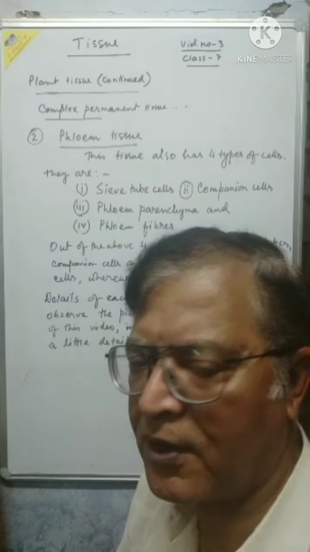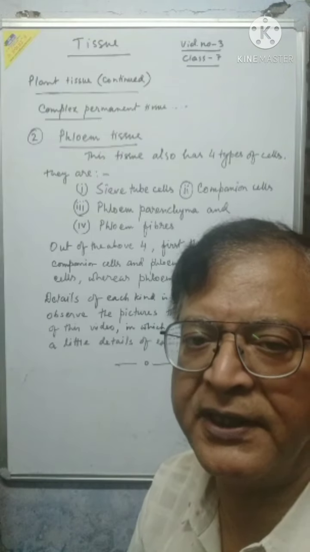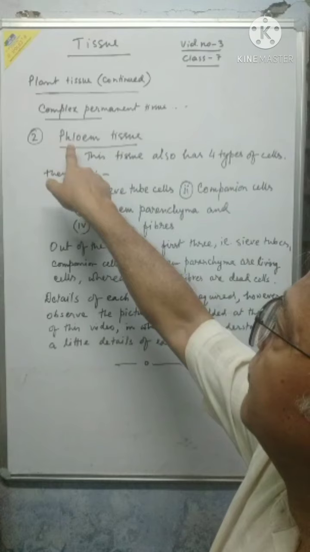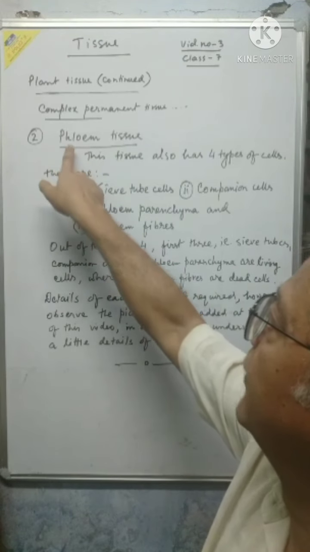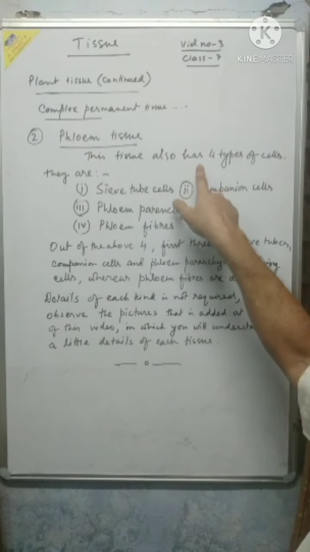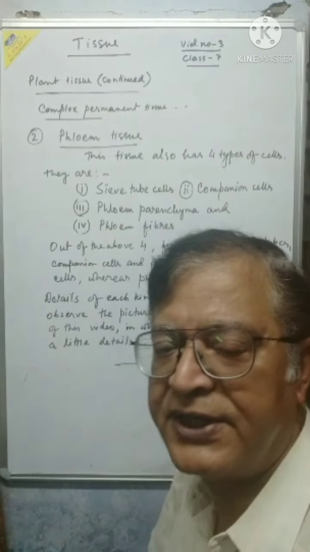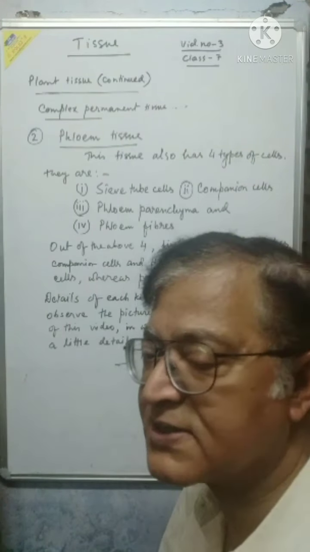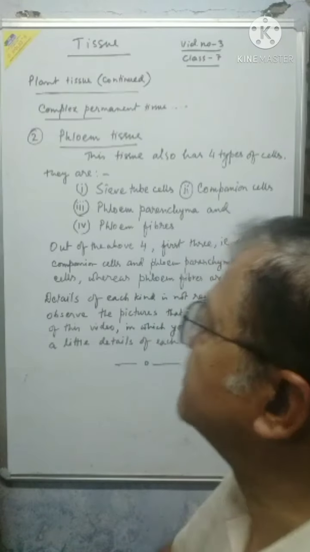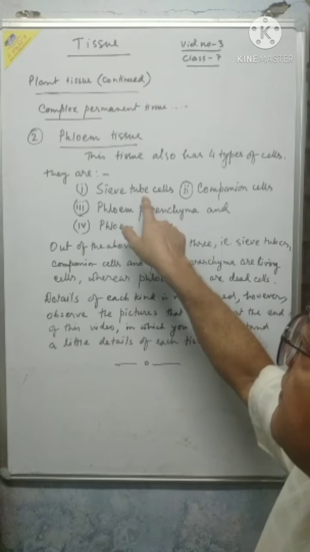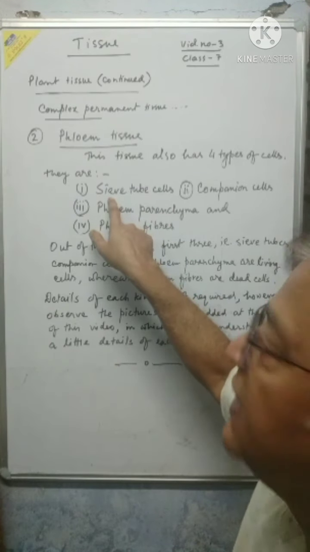The second type of complex permanent tissue is phloem tissue. Number 2, phloem tissue. This tissue also has 4 types of cells, like xylem tissue. The cells are sieve tube cells. Look at the spelling, S-I-E-V-E, sieve.